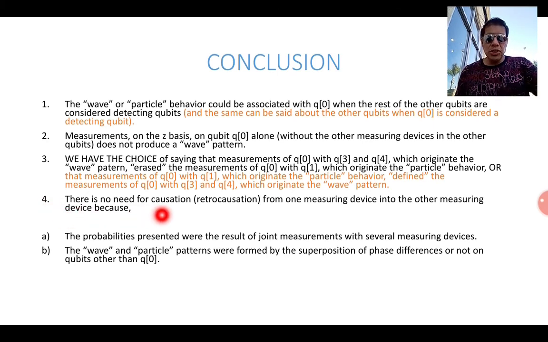4, there is no need for causation, retrocausation to be specific, from one measuring device into the other measuring device because A, the probability percentages were the result of joint measurements with several measuring devices, and B, the wave and particle patterns were formed by superposition of phase differences or not on qubits other than Q0, right?